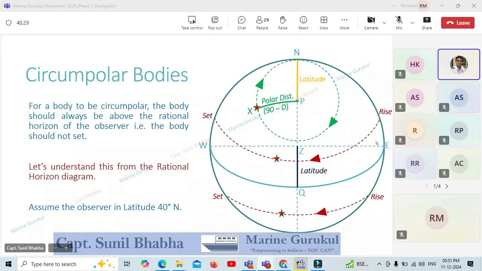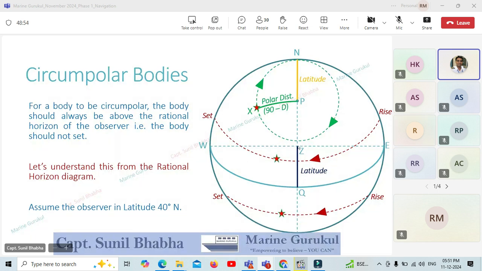Any doubts coming up to here, beta? Sir, if latitude and declination are the same value in the same hemisphere. You mean to say lat and dec are of the same name and the value is also exactly the same? Yes, sir. Beta, it is not related to the body getting circumpolar. It may be circumpolar, it may not be circumpolar in that case.